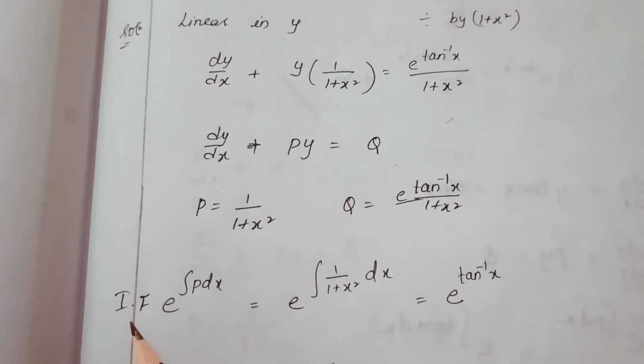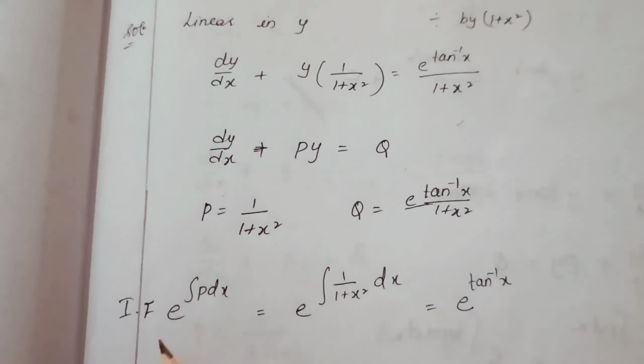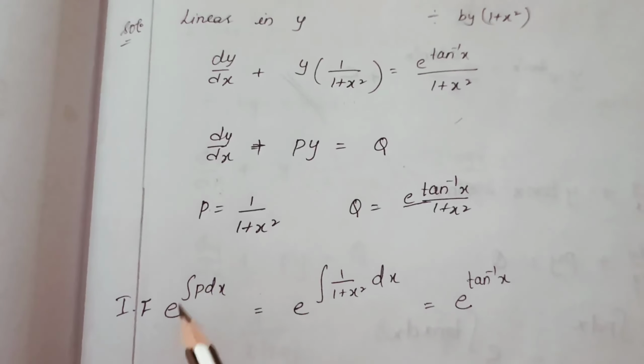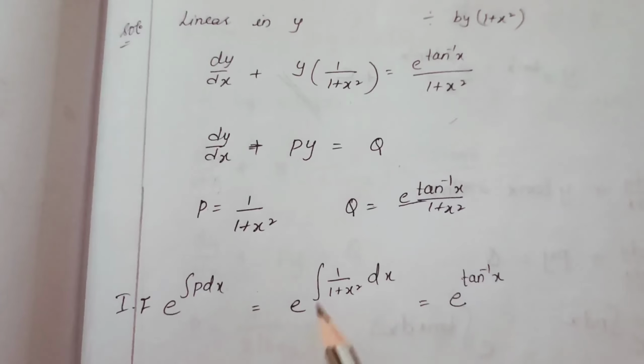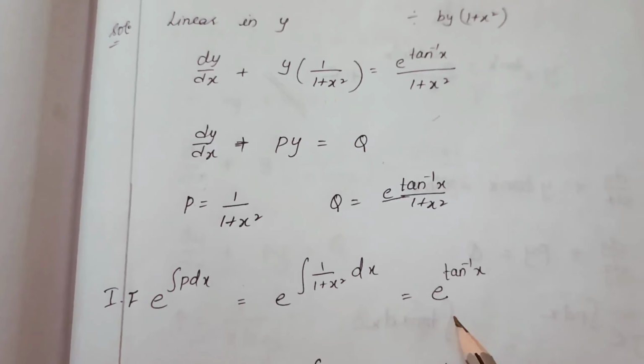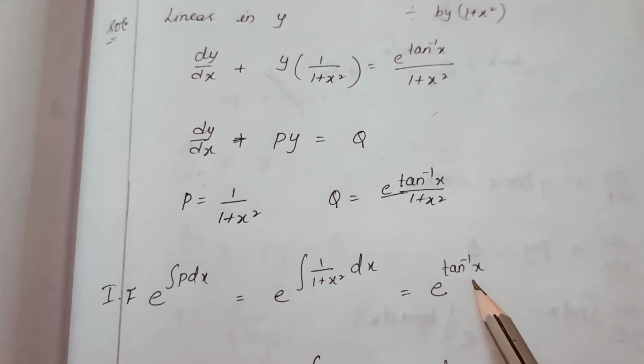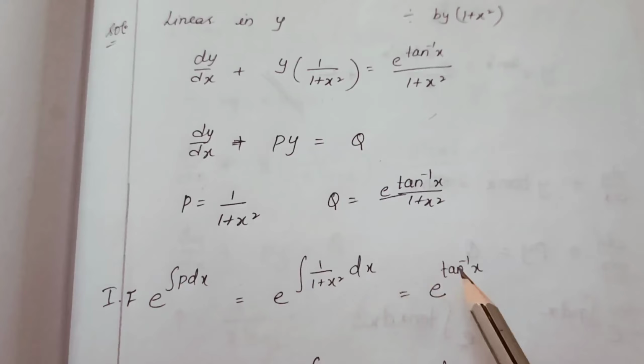Okay. Now we want the integration factor. As this is linear in y, the integration factor is e to the power integral p dx, equal to e to the power of integral of 1 by 1 plus x square dx. E to the power of integration of 1 by 1 plus x square is nothing but tan inverse x. That is the formula of tan inverse x.